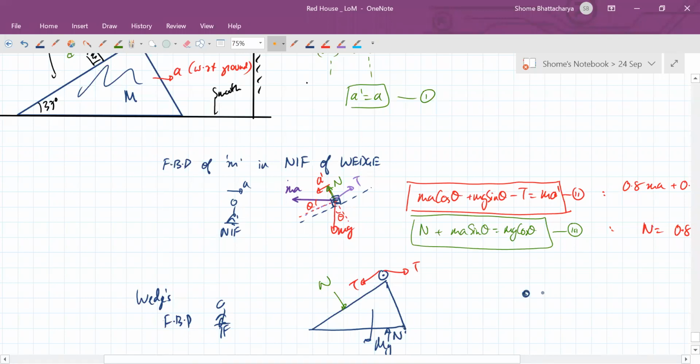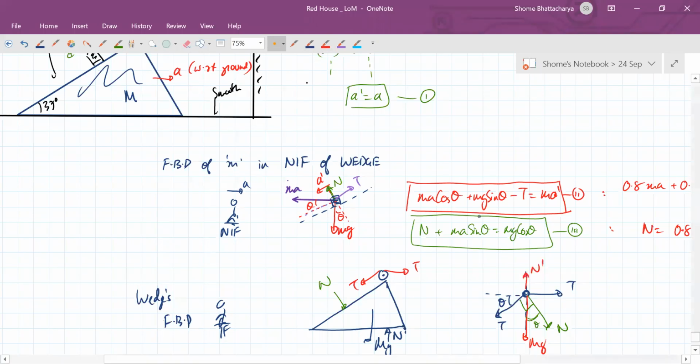So if you just organize this in an FBD, tension, tension, this angle is theta, okay, and this normal reaction will be like this. Okay, it's perpendicular to this one, so this angle is theta. Okay, and of course the vertical forces of weight and the normal reaction from the ground.